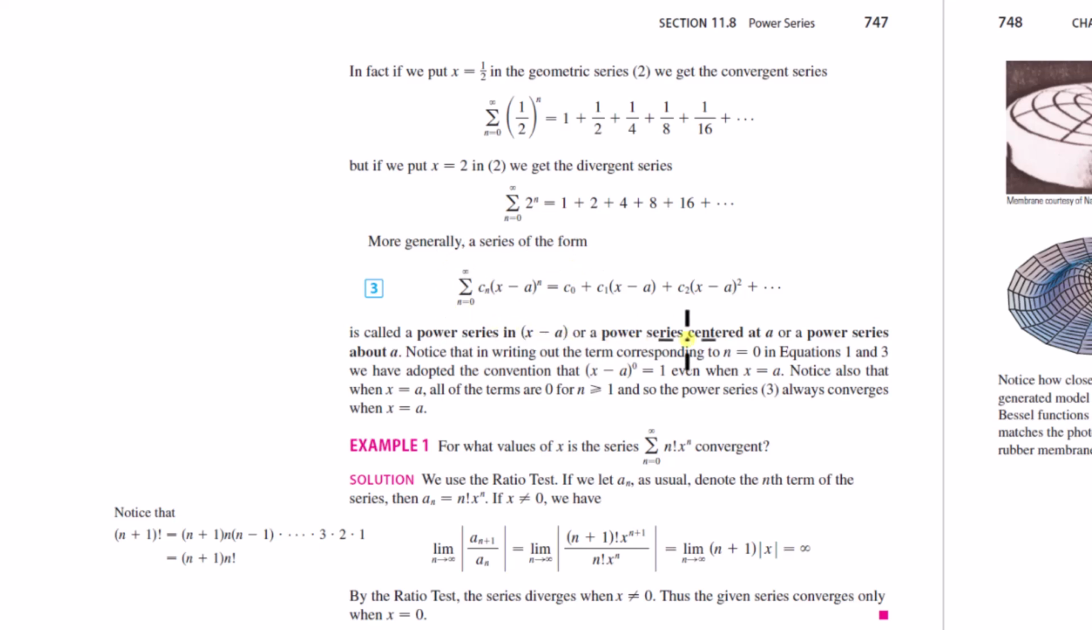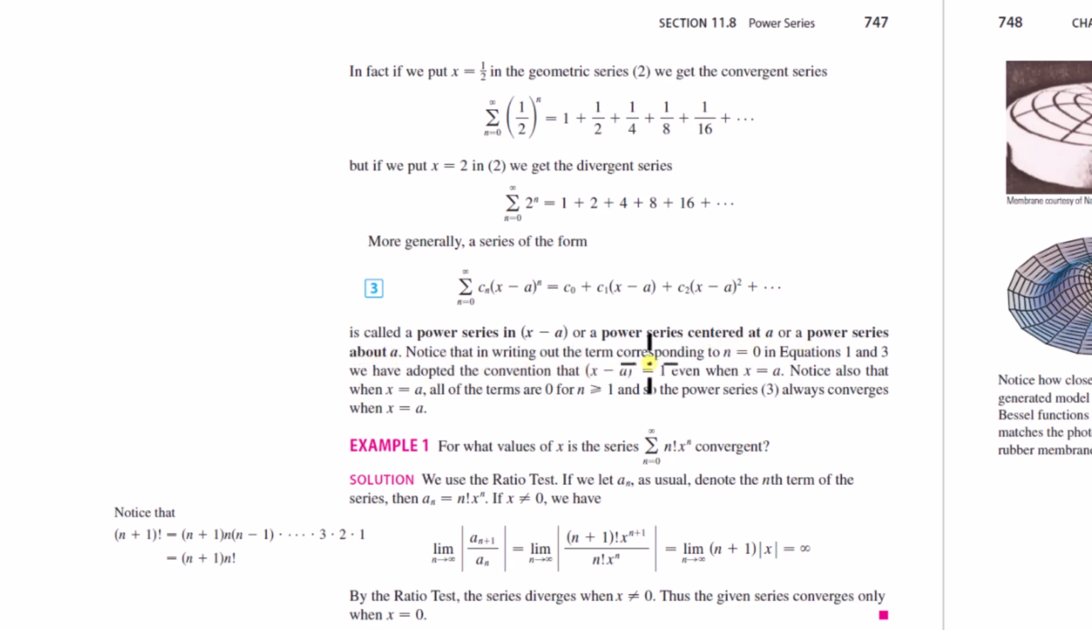If you want to think about a power series in general, this is what you think about. Because what we had on the previous page, c sub n times x to the n, was just centered at 0 because a is 0 in that case. Right, so this is a power series in x minus a. I'd rather look at it as saying it's centered at a, or a power series about a.